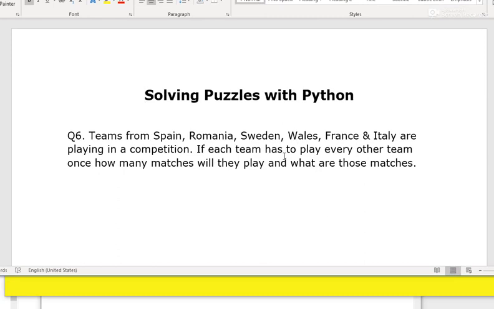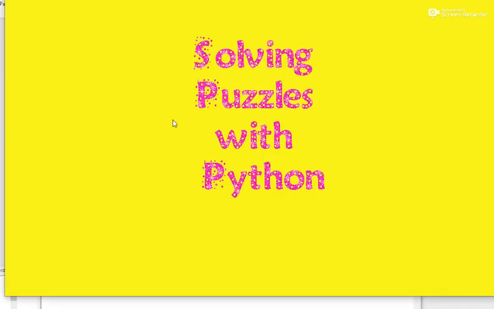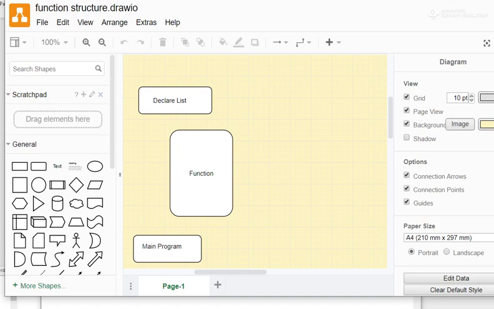Teams from Spain, Romania, Sweden, Wales, France and Italy are playing in a competition. If each team has to play every other team once, how many matches will they play? And what are those matches? So essentially creating a fixture list for any given team and coming up with the total of how many matches they will play. So let's have a look at this. Let's break this down a little bit.